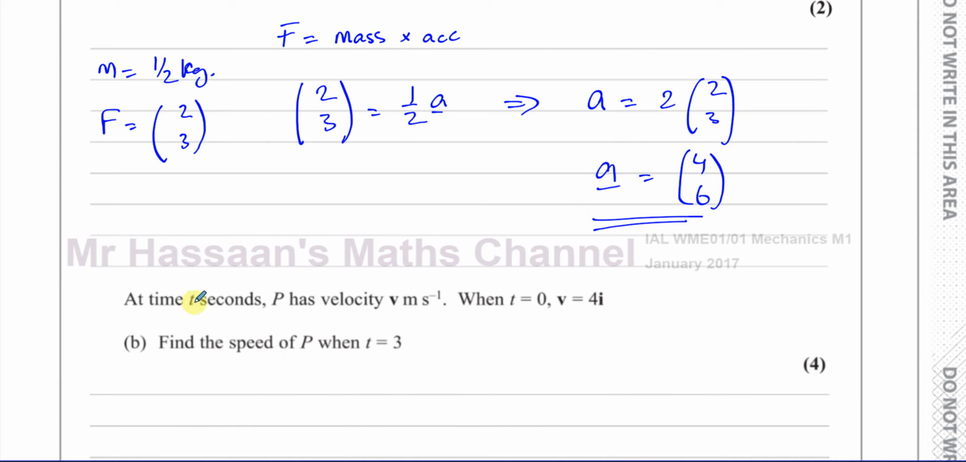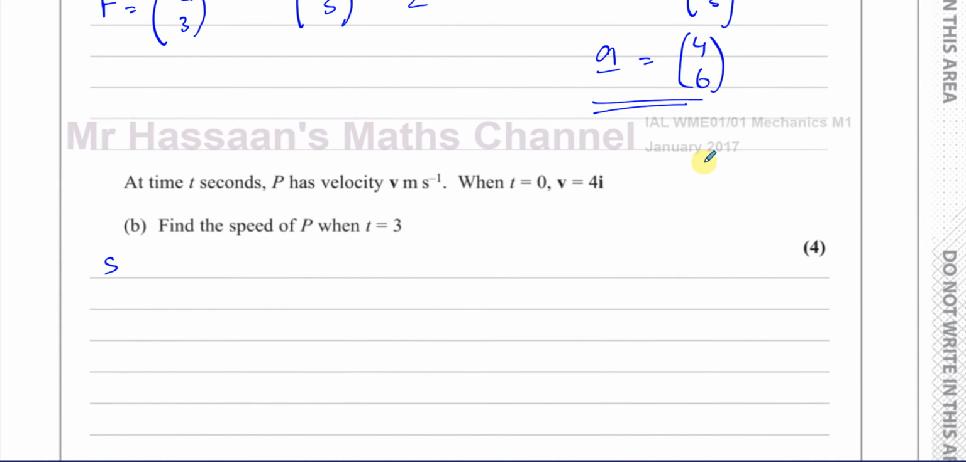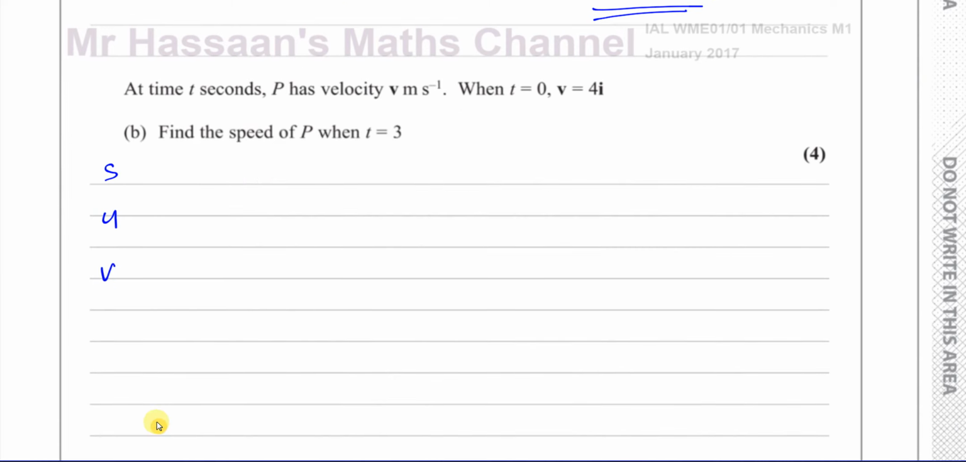So it says at time t seconds, P has velocity v meters per second. When time equals 0, the velocity is 4i. Find the speed of P when t is 3 seconds. So basically, we can use suvat here because we have a constant acceleration. So we'll just write down what we know from suvat.